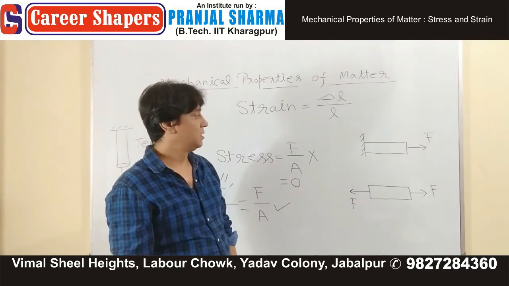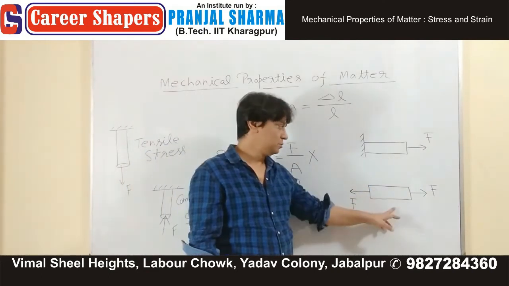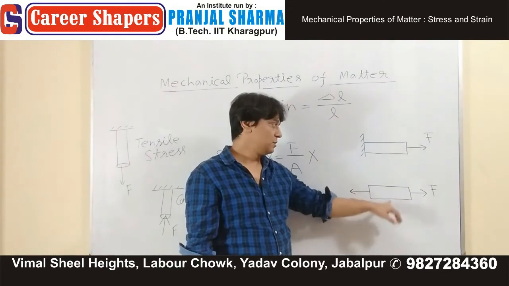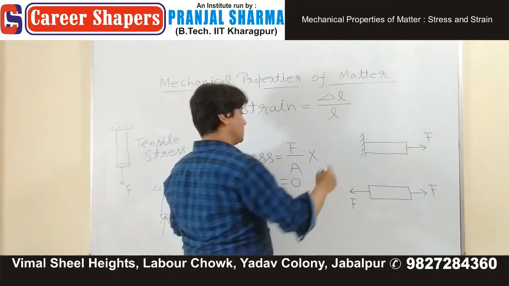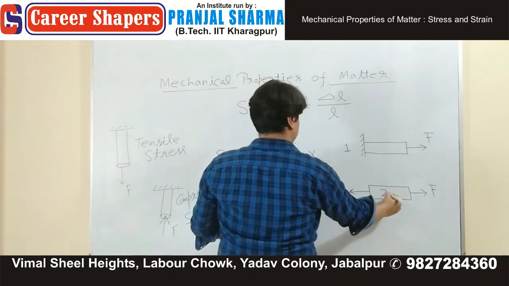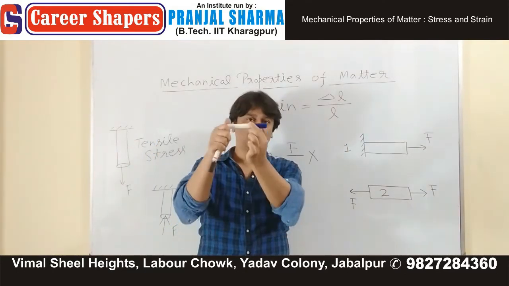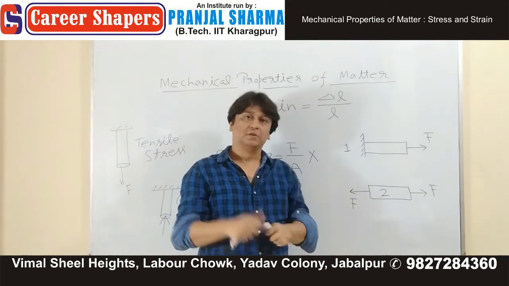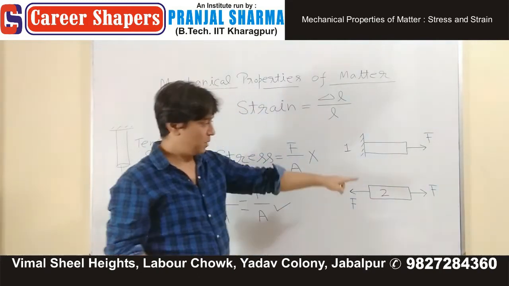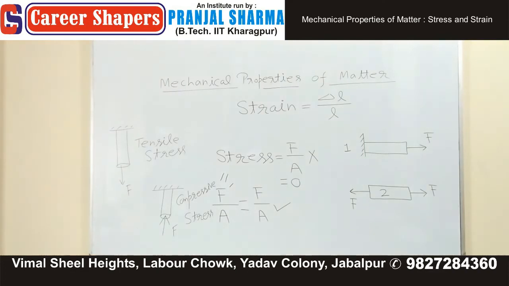Both are in the equilibrium stage, remember. Which one will develop more change in length? Let's start systematically. For which one is stress more, and for which one is strain more? This is wire 1, this is wire 2. For the first one, you keep this end rigid and you start pulling this end by F. At equilibrium, this is the stage. The second wire, you start pulling from both ends by applying F and F. The question is, in which wire will there be more stress and more strain present?